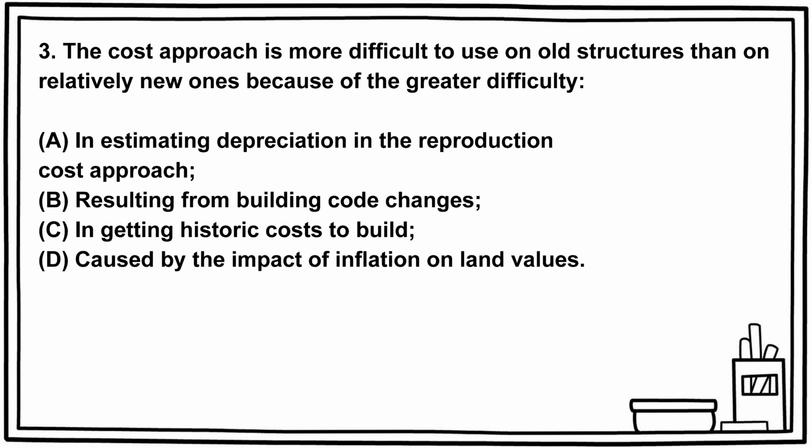3. The cost approach is more difficult to use on old structures than on relatively new ones because of the greater difficulty: A. In estimating depreciation in the reproduction cost approach. B. Resulting from building code changes. C. In getting historic costs to build. D. Caused by the impact of inflation on land values.